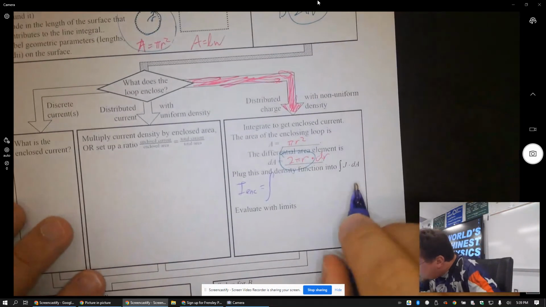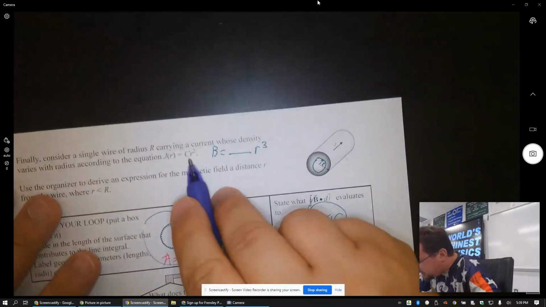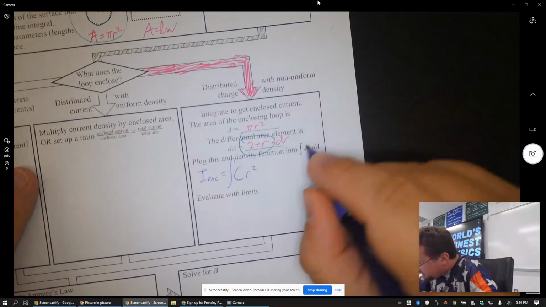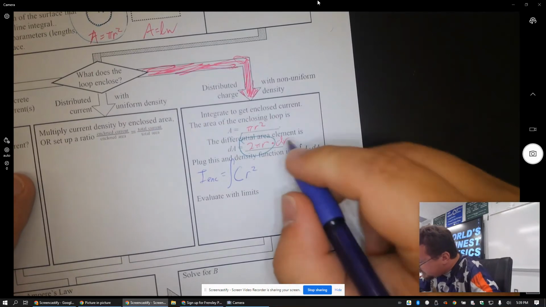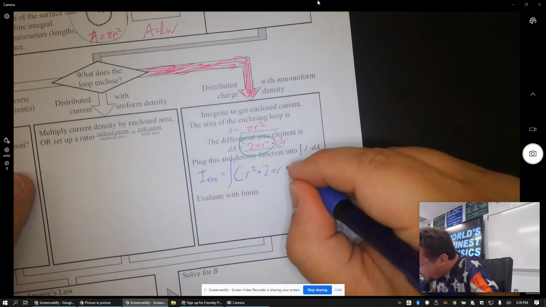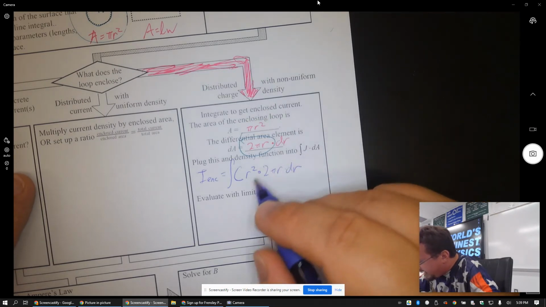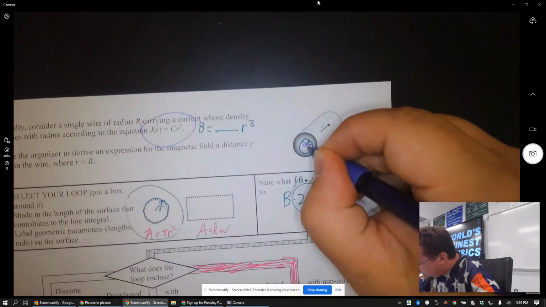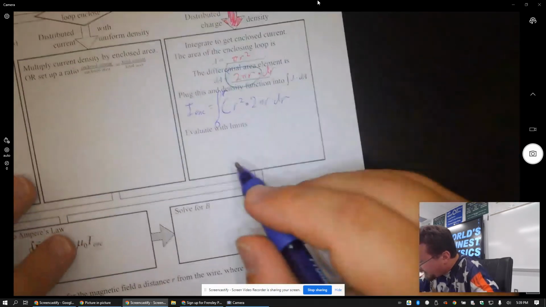It's after hours. J, what was the J again? Oh, there it is, c r squared. Let's make sure we see that. C r squared, that's the density I was given, times the dA, 2 pi r dr. Okay, and I'm going to go from 0 to little r. Again, that's just integrating that much of the current, right?